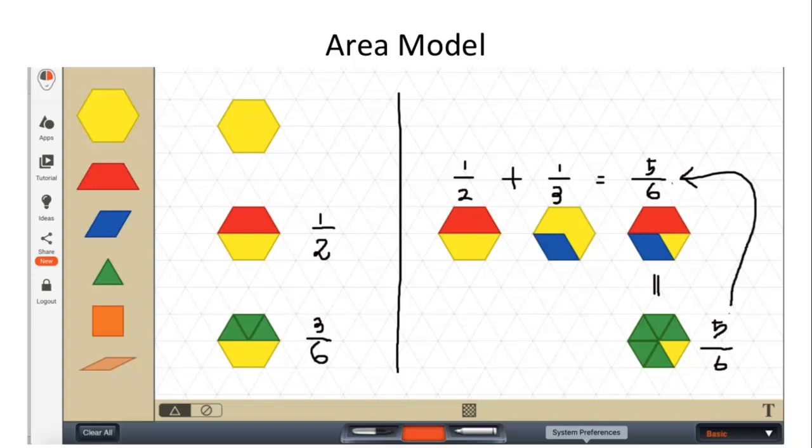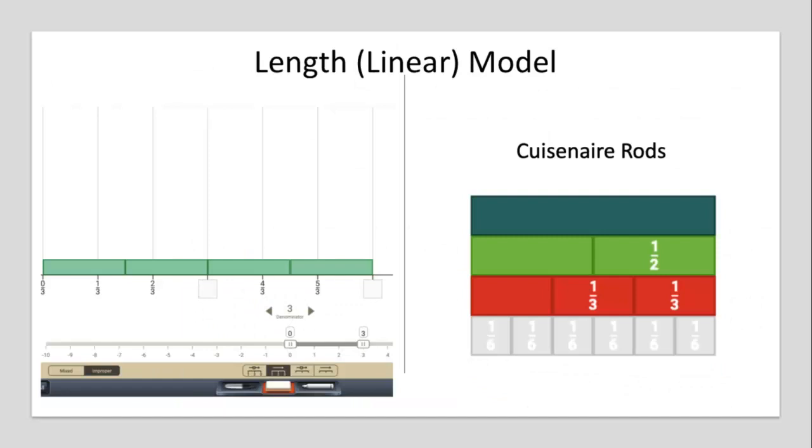To support their learning, three common fractional models have been widely used, including the area model, length model, and set model. With an area model such as pattern blocks, a fraction can be shown as a part of an area of the whole. With a length model, the length of a part is compared to the whole length instead of area. Number line, Cuisenaire rods, and fraction strips are considered length models.